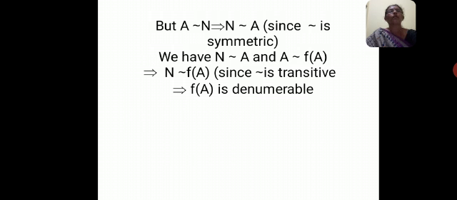But A is equivalent to capital N, that implies capital N is equivalent to A since equivalence is symmetric. We have N is equivalent to A and A is equivalent to f of A. That implies capital N is equivalent to f of A since equivalence is transitive. That implies f of A is denumerable.